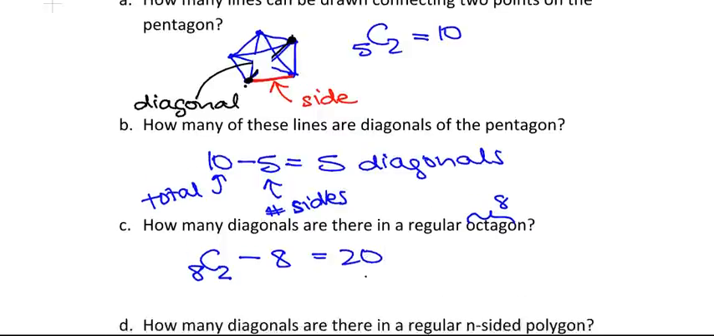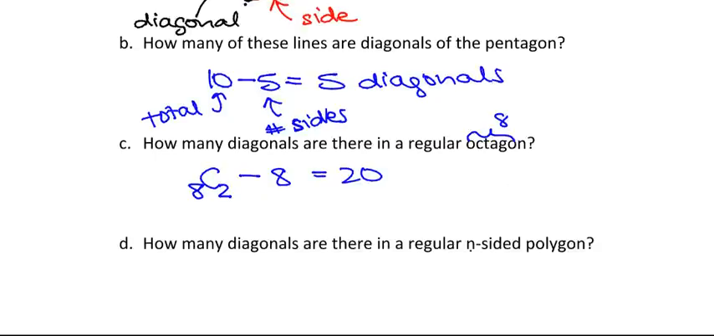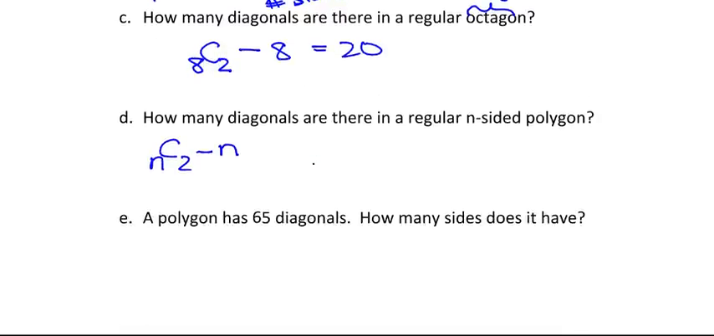So what's the general formula here? How many diagonals are there in a regular n-sided polygon? So if a shape has n sides, how many diagonals does it have? Well, still need 2 points to draw a line. And if you subtract the number of sides, if it's n-sided, we can subtract n. This will give us the number of diagonals. So if you look back, it's the same thing we did in B. It's the same thing we did in C. So E is asking us to go backwards.